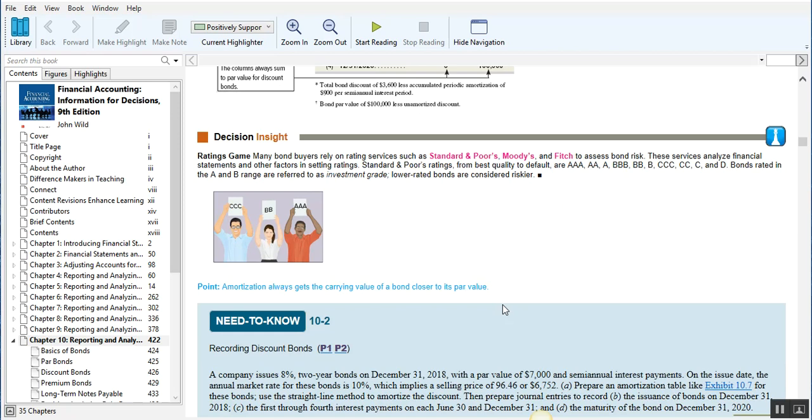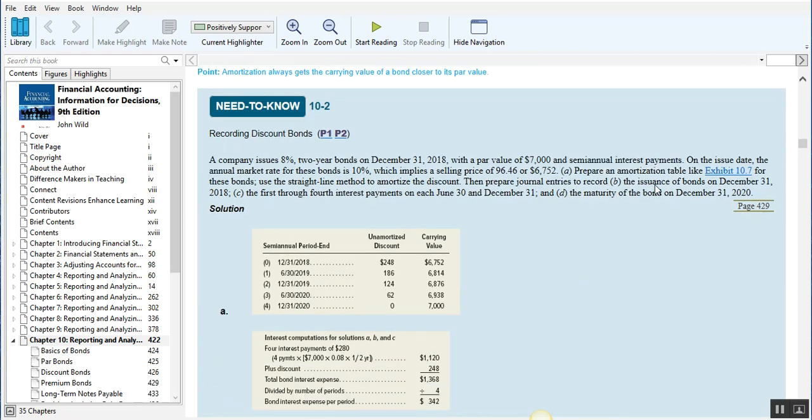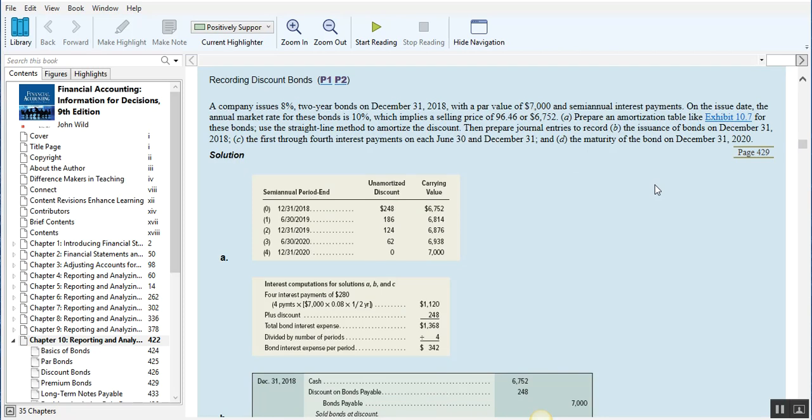Another thing that you need to know about bonds is that these are typically rated. So you'll see different rating systems like Standard & Poor's, which is AAA, AA, and BBB, and so on. Bonds rated in the A and B range are investment grade. Low grade bonds are in the C and D range, and you probably want to be very, very cautious about those. Those are what they used to call junk bonds many times.